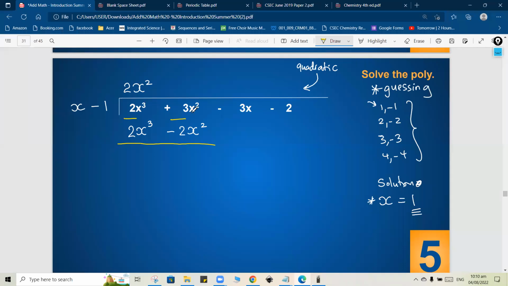3x squared minus 2x squared. And this is where a lot of people made a mistake. You will get 5x squared because a minus and a minus is a plus. Who joins the party now? Mr. minus 3x. 5x squared divided by x is positive 5x. So if you got this here, you're on the right track.